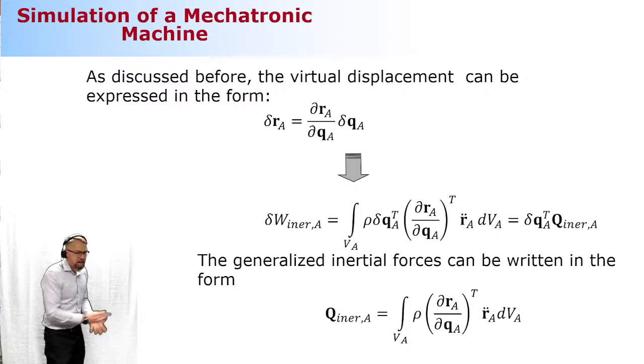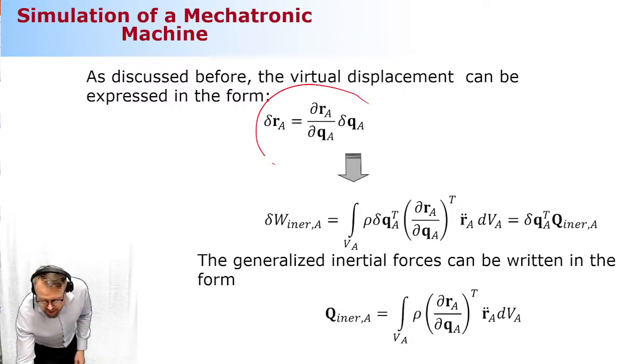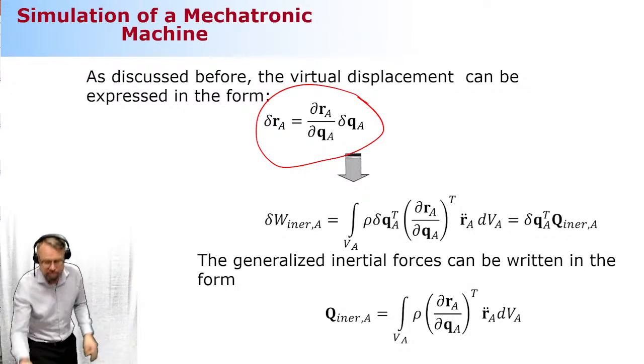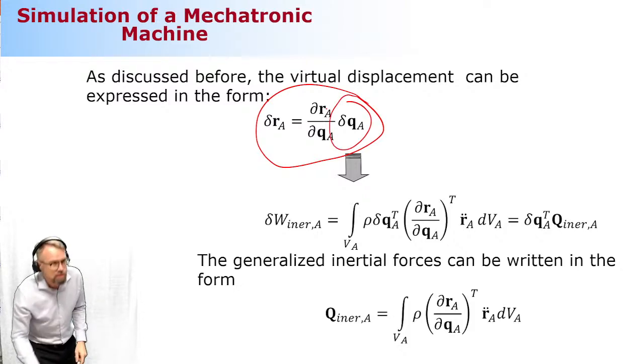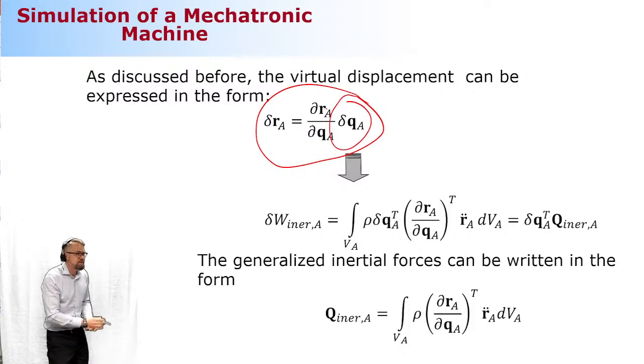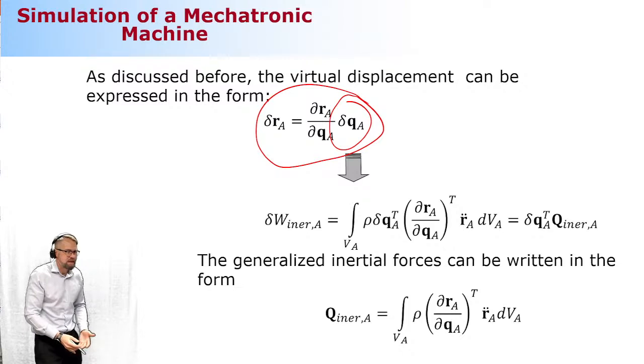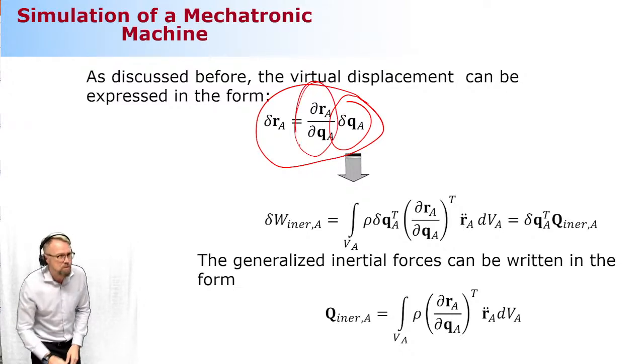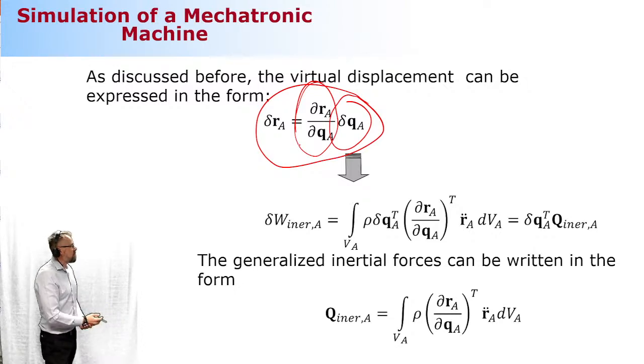Okay, here's the relation I wanted to use. Why? Because I wanted to express my virtual displacement by using my unknowns, the generalized coordinates. That's what I'm after here. And again, what's going to be here is my mapping matrix. That's what I'm going to use.